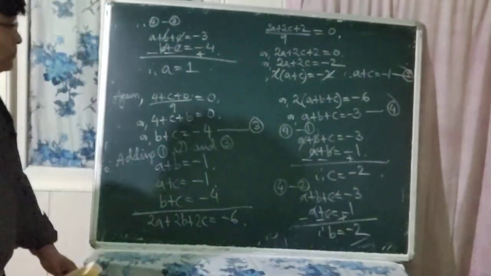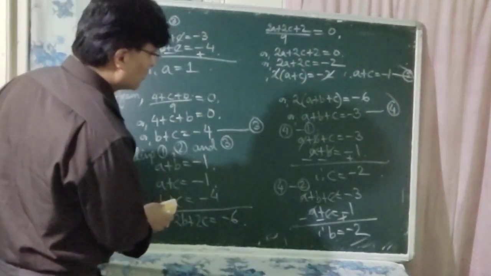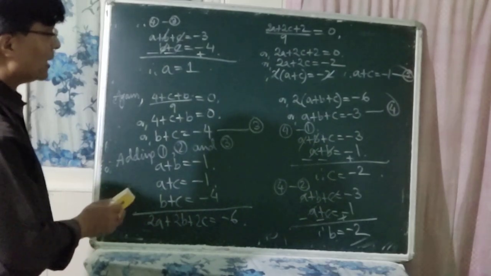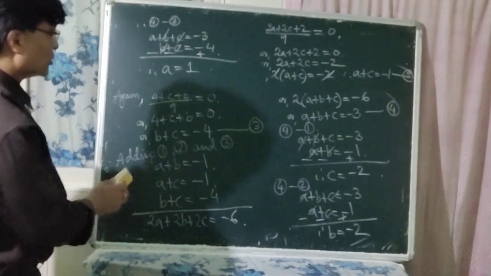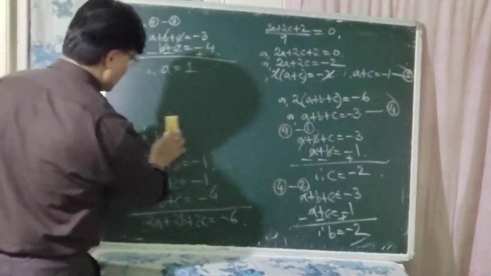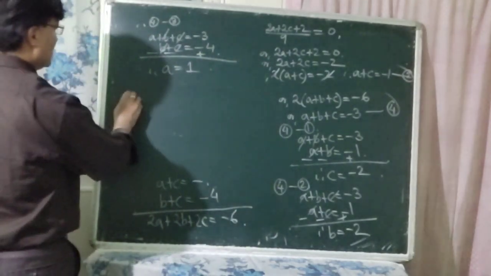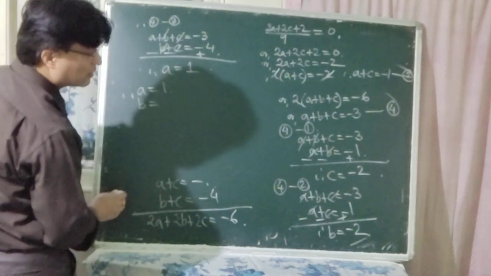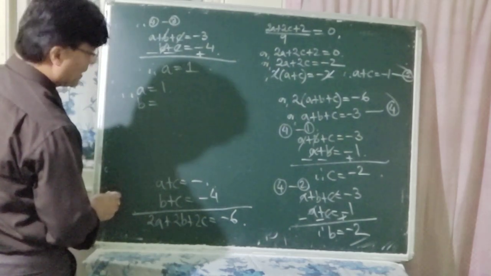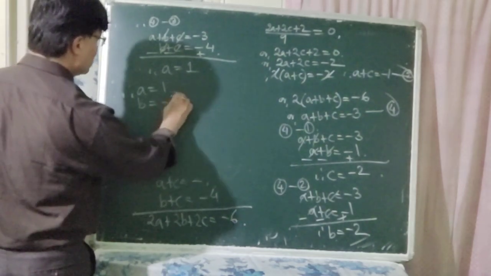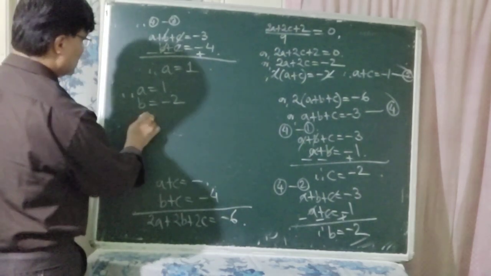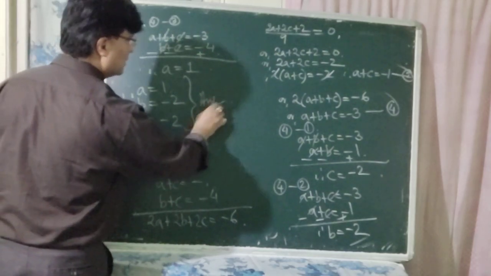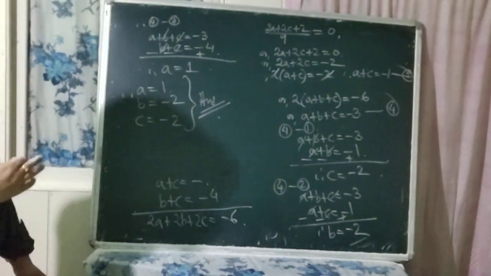Is that clear? So we got this answer. That is, A is equal to 1, B is equal to minus 2, and C is also minus 2. So let us write down the answer now. A is equal to 1, B is equal to minus 2, and C is equal to minus 2. So this is the final answer.